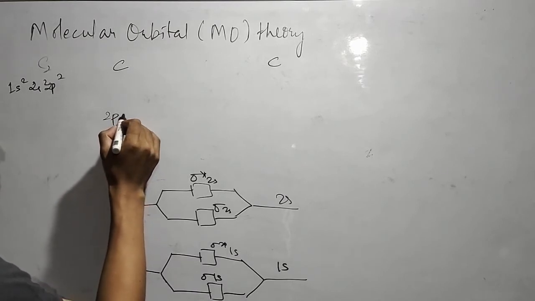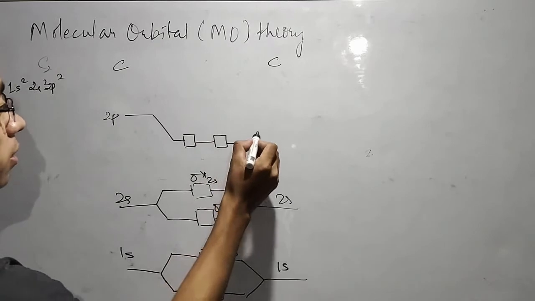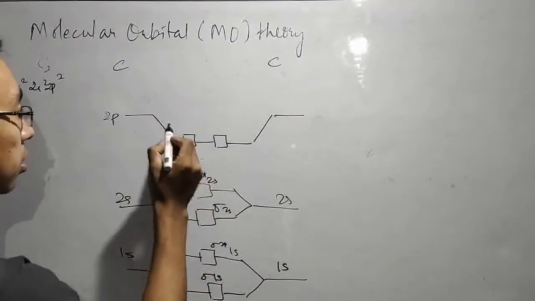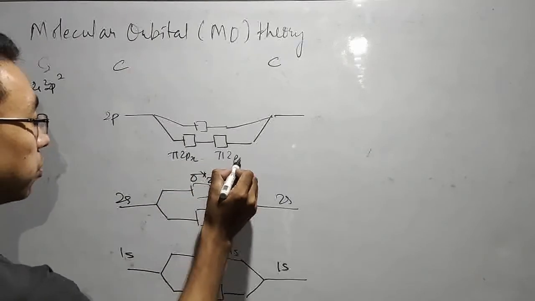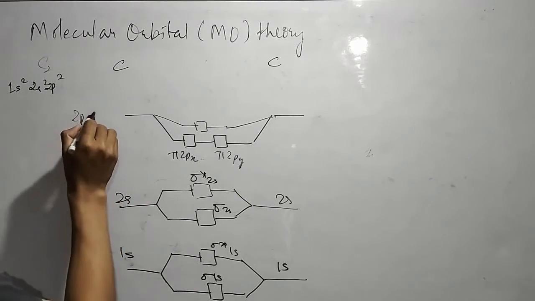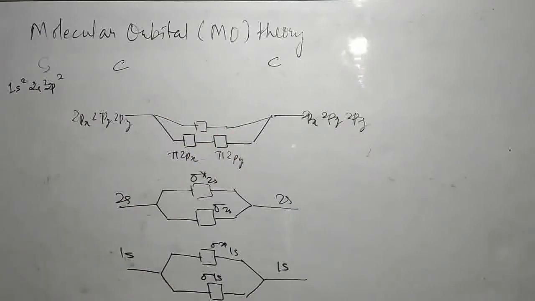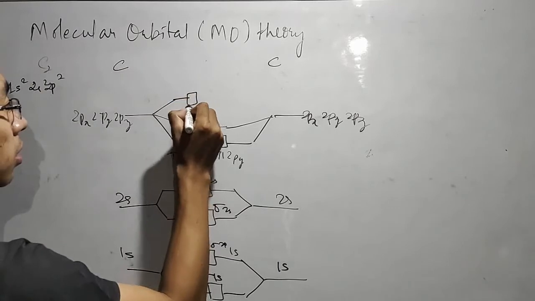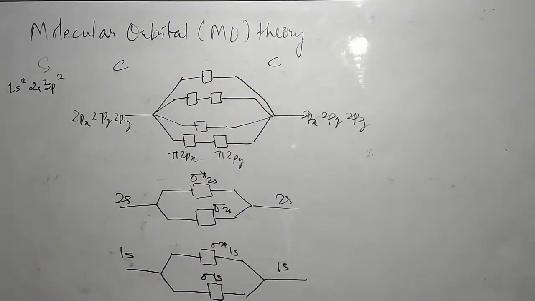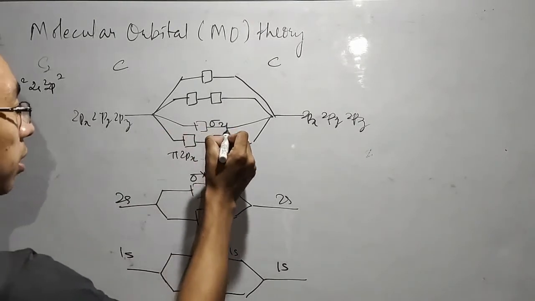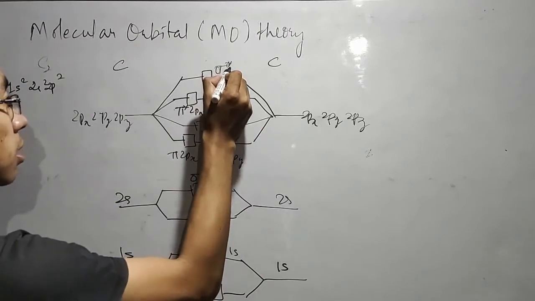For 2p, I've got 3 different orbitals. You can write here 2px, 2py, and 2pz. Three orbitals are there. This one is pi 2px, pi 2py. Now this one will be sigma 2pz. And this one is pi star 2px, pi star 2py, sigma star 2pz.